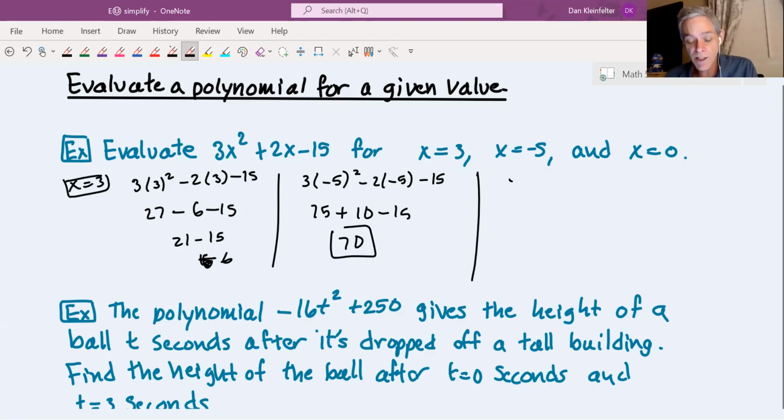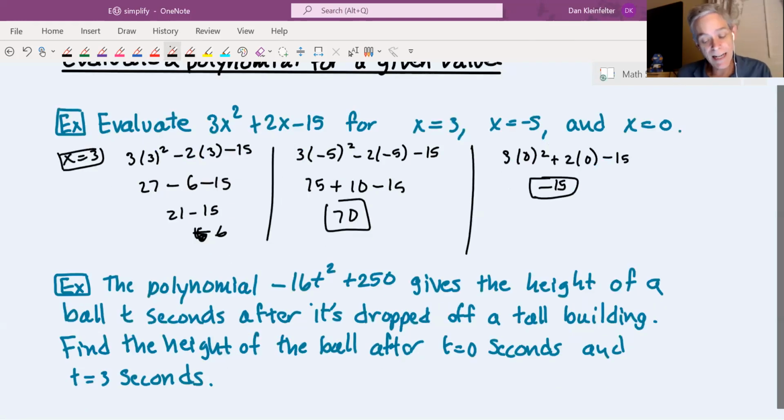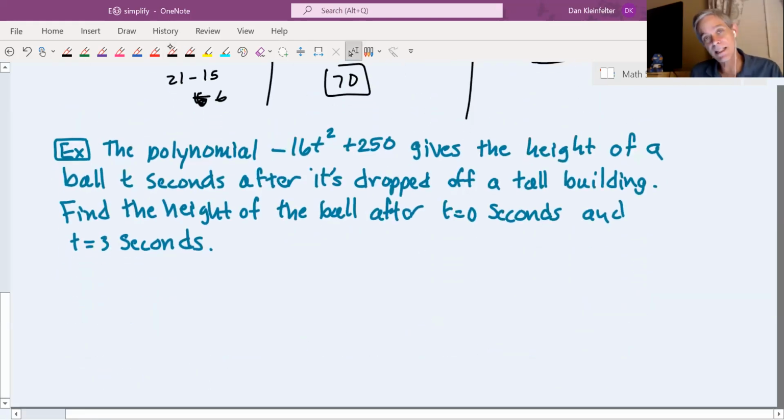Okay, evaluating for 0 is always a treat. Multiplying by 0 is fun. Adding 0 also fun. For this one, we're just going to get negative 15 in the back. And that's it.